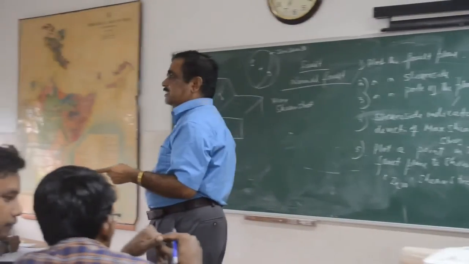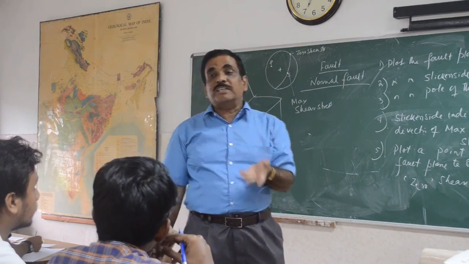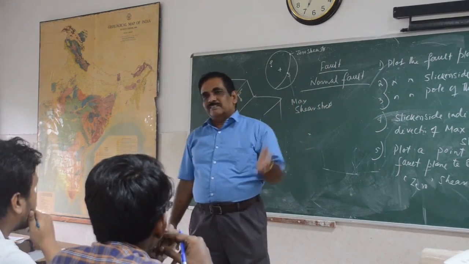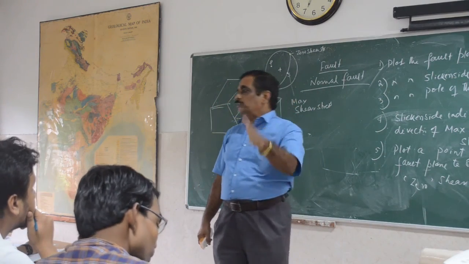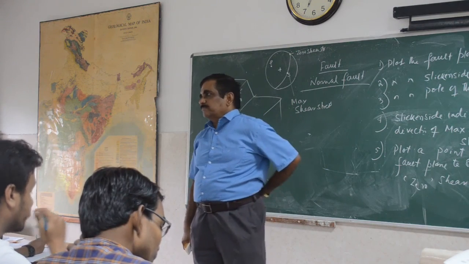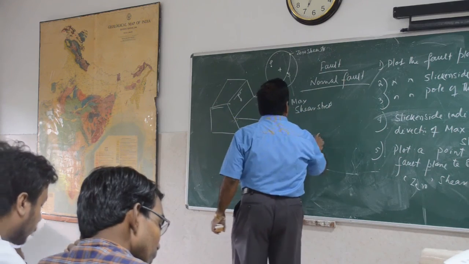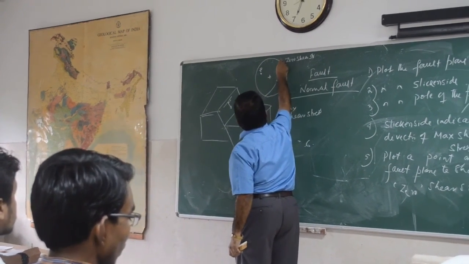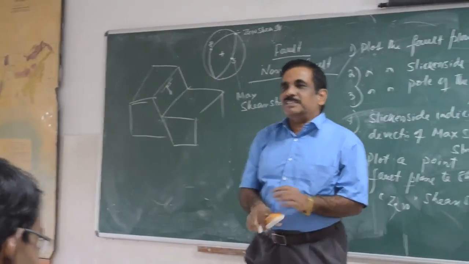Okay, so the slickenside I will tell you, very easy. When you see the fault plane, the line of steepest dip is the maximum shear stress. So 90 degrees to that is the minimum shear stress. Understood? Then what you do is plot the pole. This pole and the zero shear stress, you join them with a great circle.